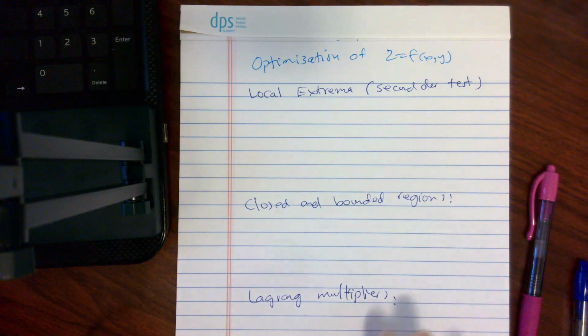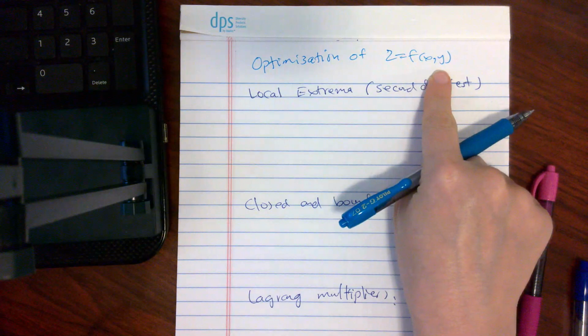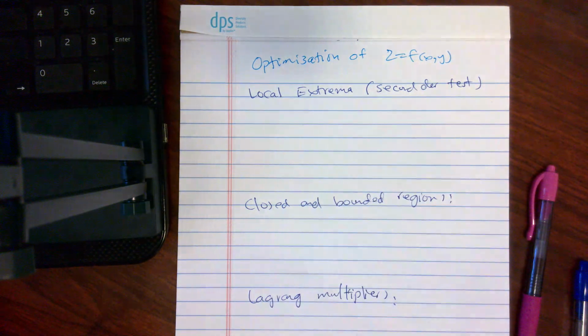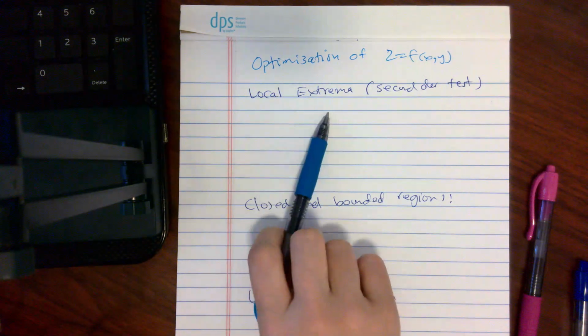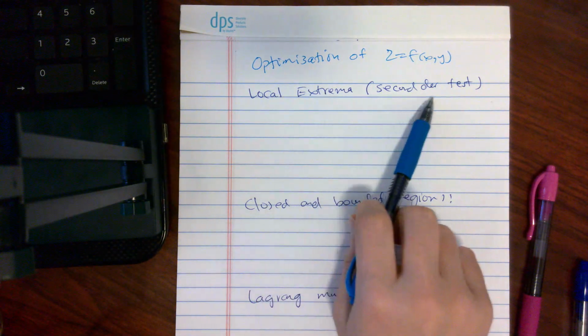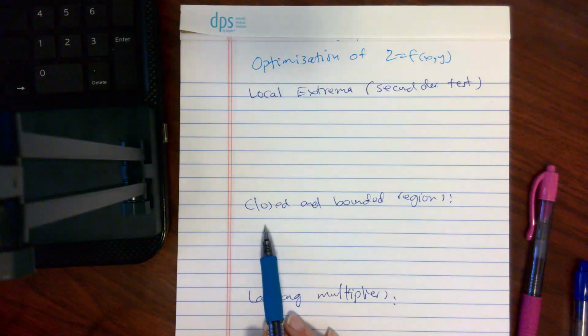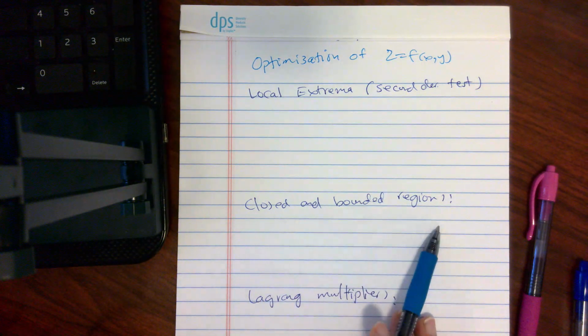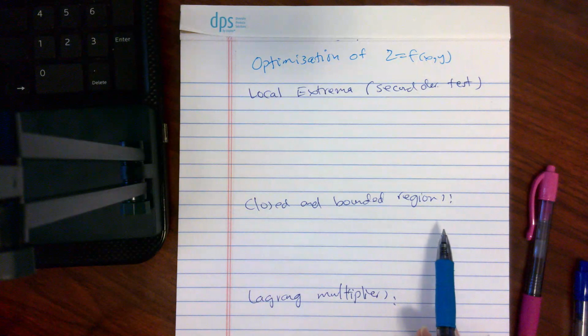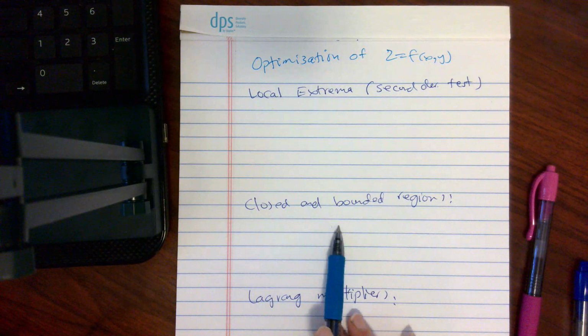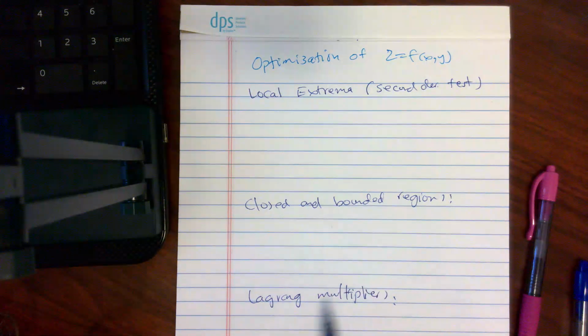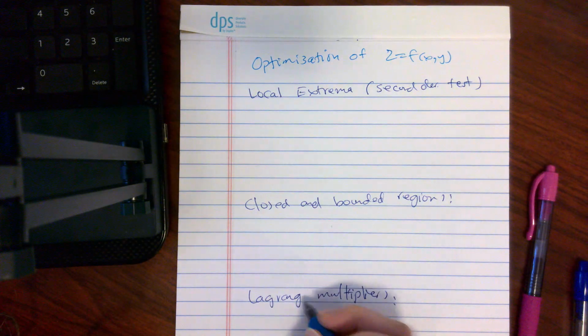Let's talk about optimization of z equal to f of x and y. We have three main methods for calculus 3 and a few tricks that you learn in the lab sections usually. There is the local extrema, that's the second derivative test. Then we have closed and bounded region, equivalent to the closed interval method of calc 1, and that gives you the absolute max and min. And then we have the Lagrange multipliers.